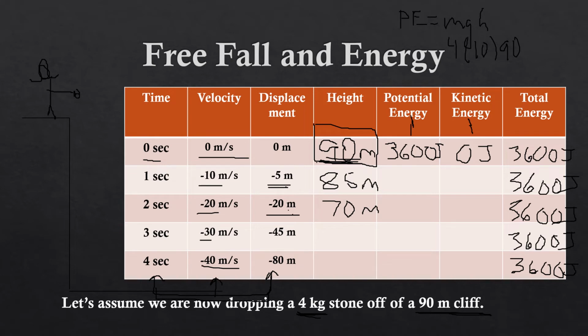Okay, this is not so bad. So let me go ahead and calculate the potential energy here for 1 second. So it is 85 times 4 times 10. So the potential energy is 3,400, mass times gravity times height. So if this is 3,400, I know I have to add up to 3,600. This has got to be 200.